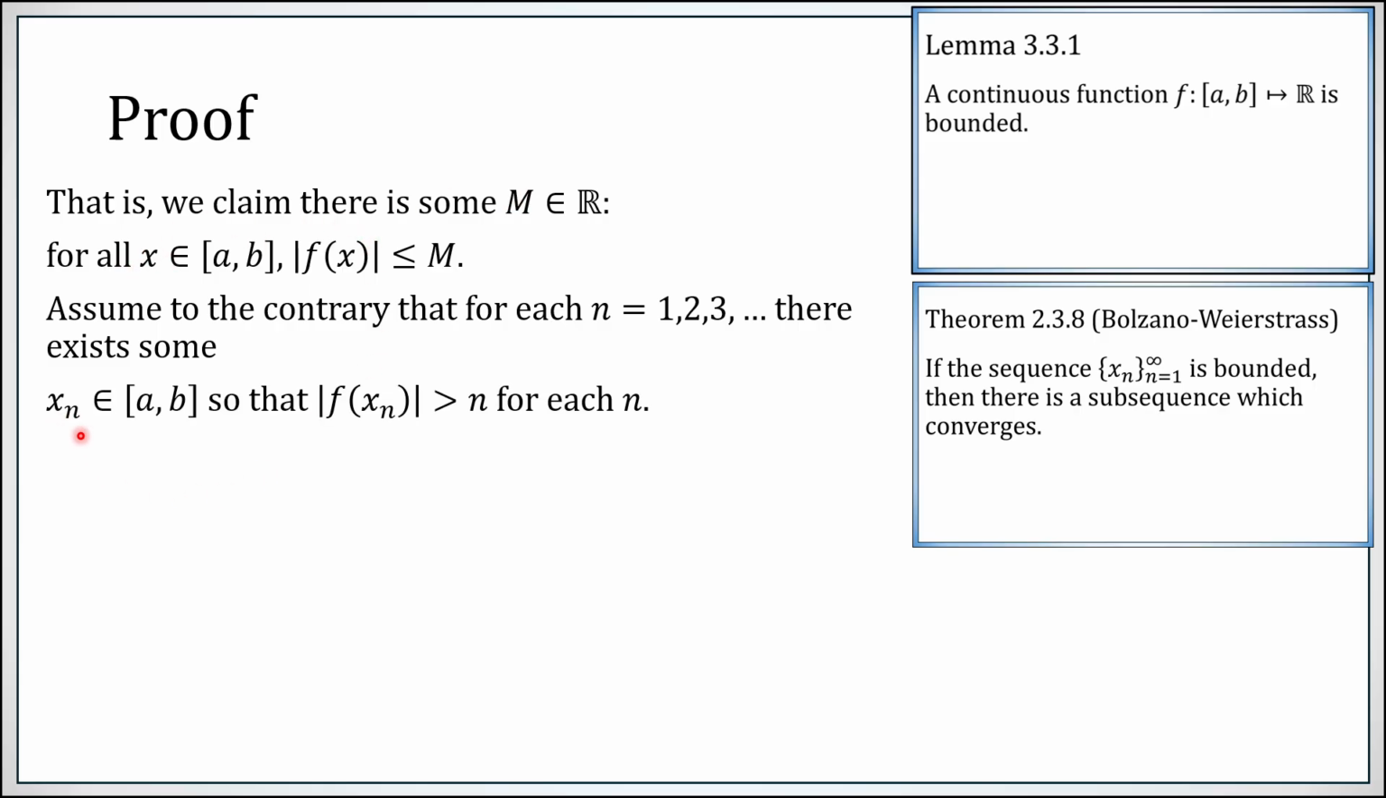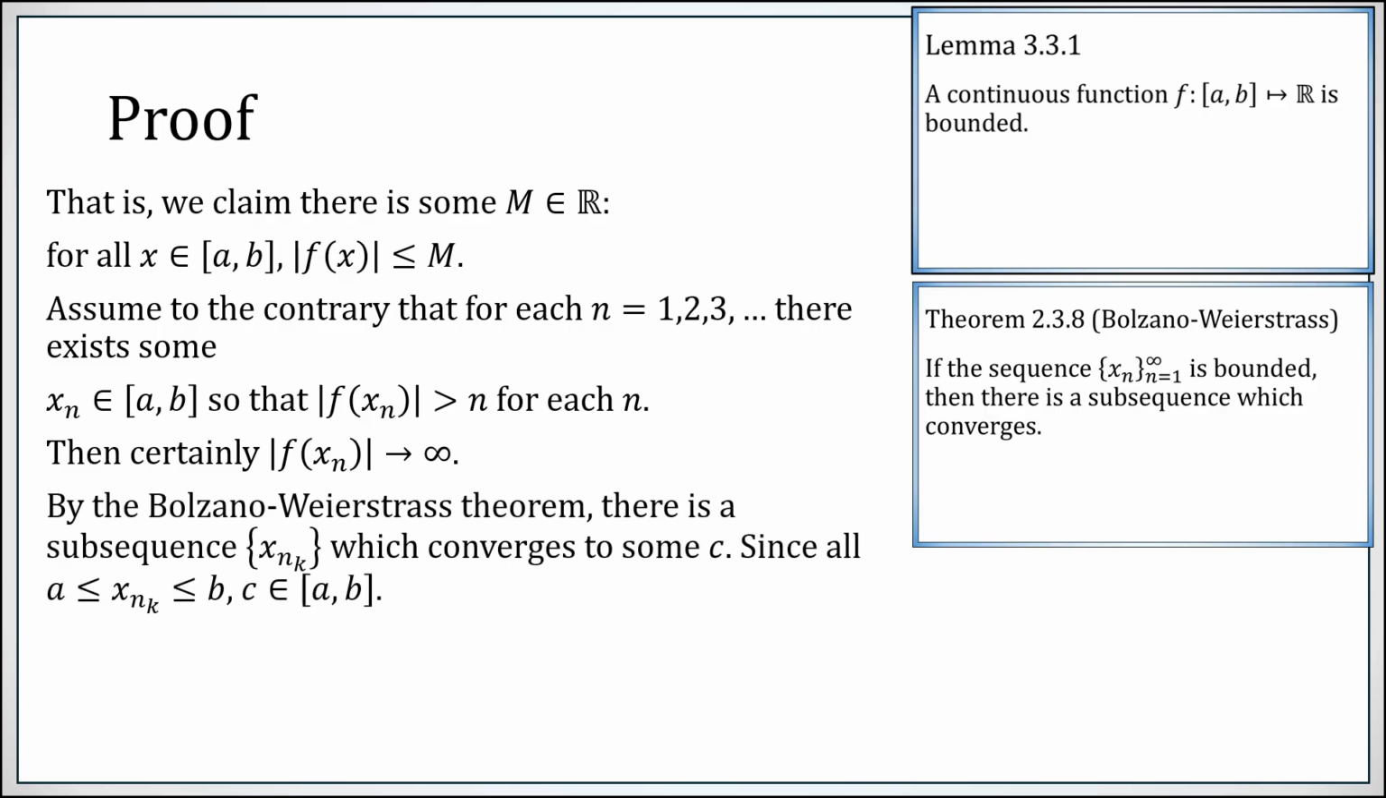So there is an x1 in the domain where the absolute value of f of x1 is bigger than 1. There is an x2 in the domain where the value f of x2 in absolute value is at least 2. There's an x3 in the domain so that the absolute value of f of x3 is at least 3, and so forth. Definitely, this sequence of absolute values is going to infinity. The first is at least 1, the second is at least 2, the third is at least 3, and so forth. But look at the sequence in the domain.